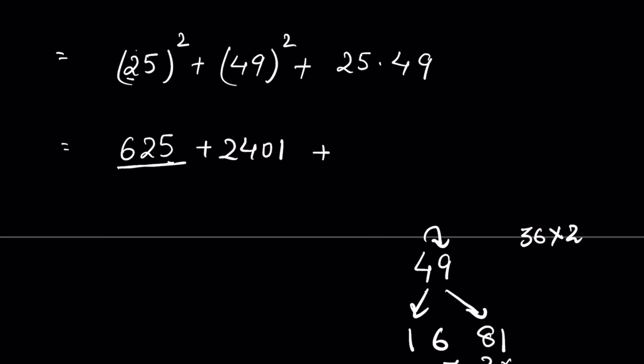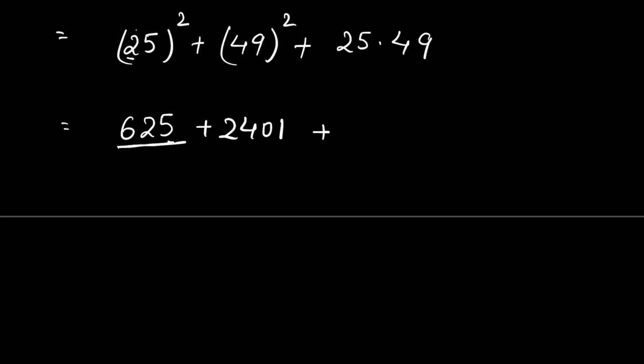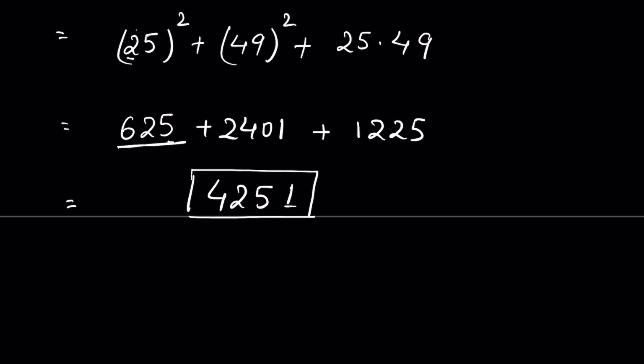Easy. Plus 25 times 49 is 1225. Now we have to add it. This is equal to 4251. So no calculator required. How did you solve it?